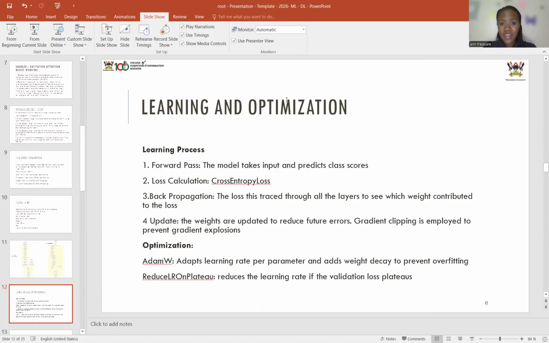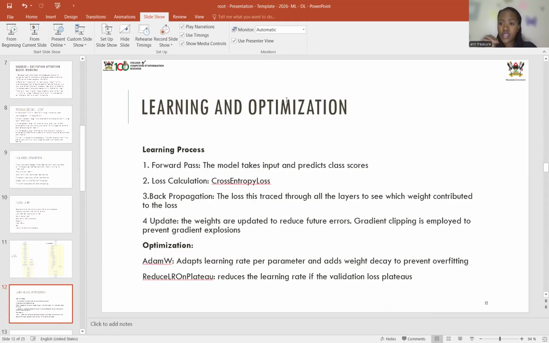So we have the learning and optimization. The model learns through the forward pass, whereby the model takes the input and predicts the class scores. Then we have the loss calculation via the cross entropy loss. Then backpropagation: as training happens, you get a loss, and this loss is traced through the layers to see which weight contributed to the loss, and then this weight is updated in order to reduce the errors. That's how the model learns.